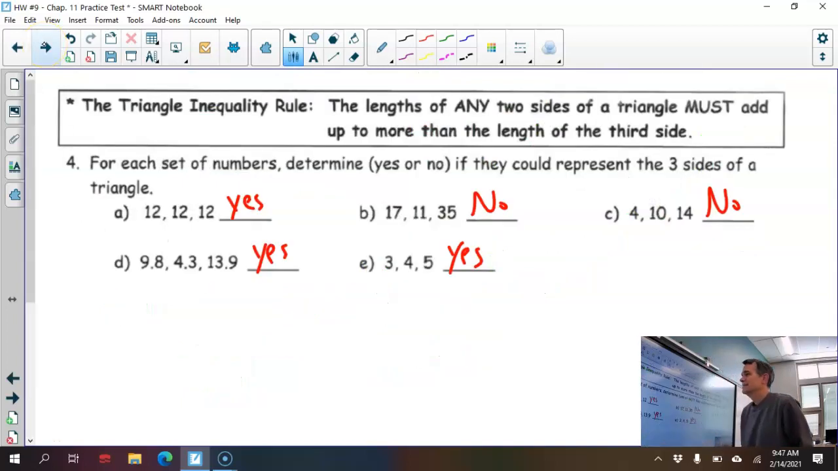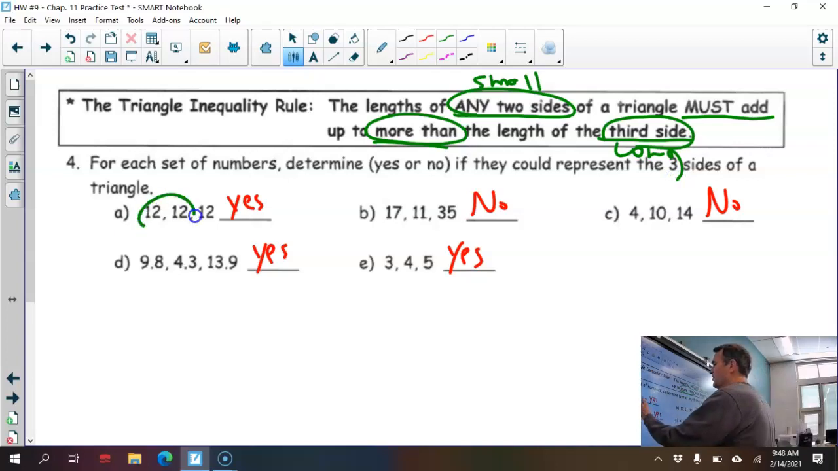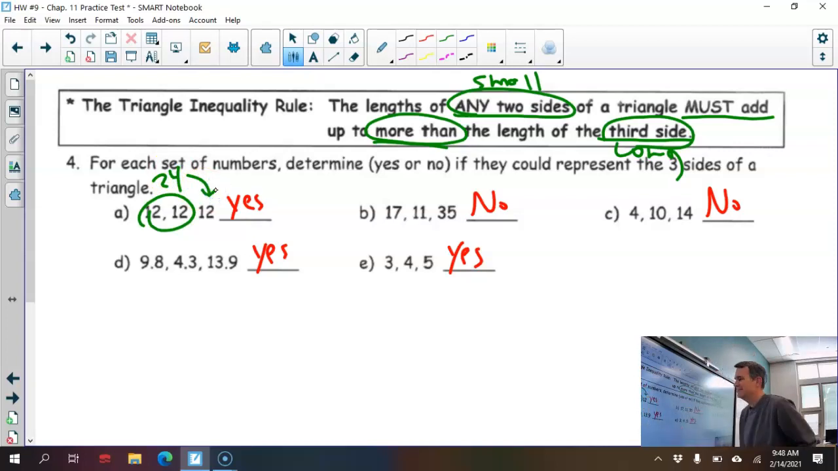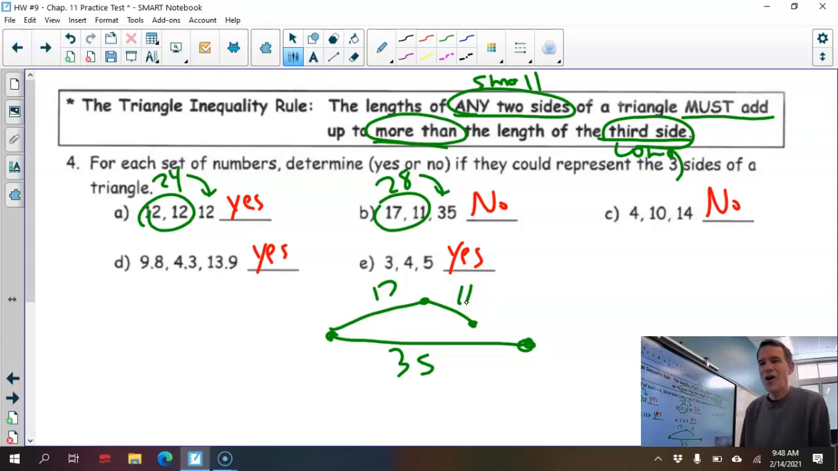All right. Number 4. So the key thing in number 4 is that any 2 sides, so typically those would be the 2 small sides, they must add up to more than the length of the 3rd side, which is usually the long side. So if I look at the 2 small sides and they add up to more than the 3rd side, then yes, this thing can make a triangle. But if the 2 small sides only add up to 28 and the long side is 35, think about that. If you have something that is 35 long and you have a 17 and an 11, it's just not long enough to make a triangle.